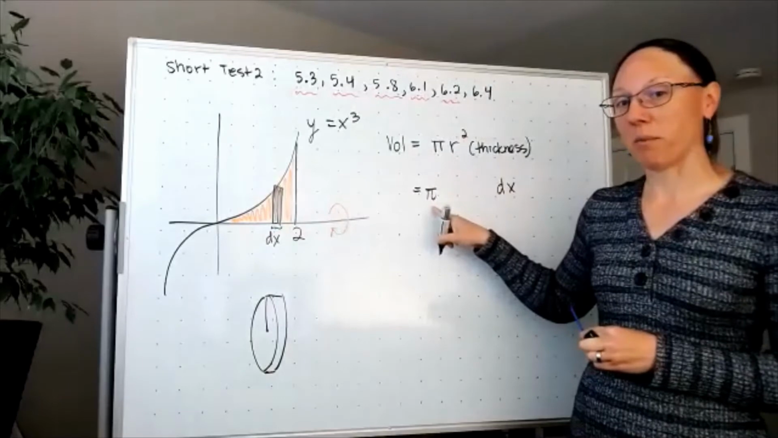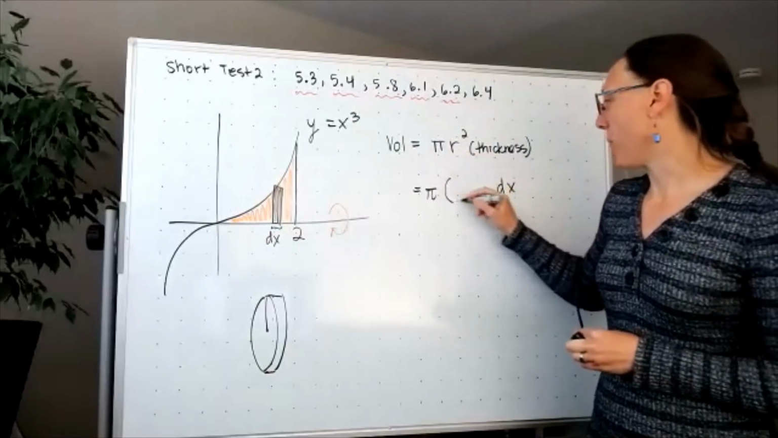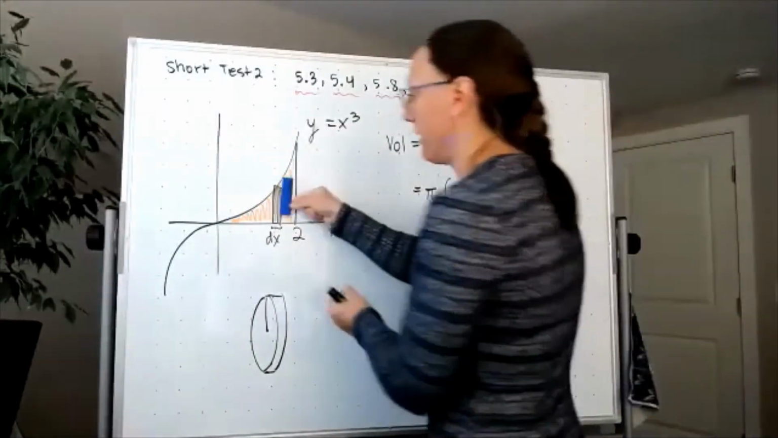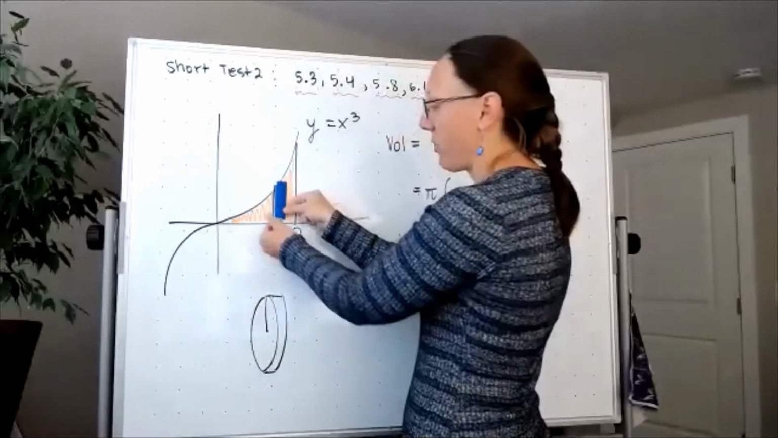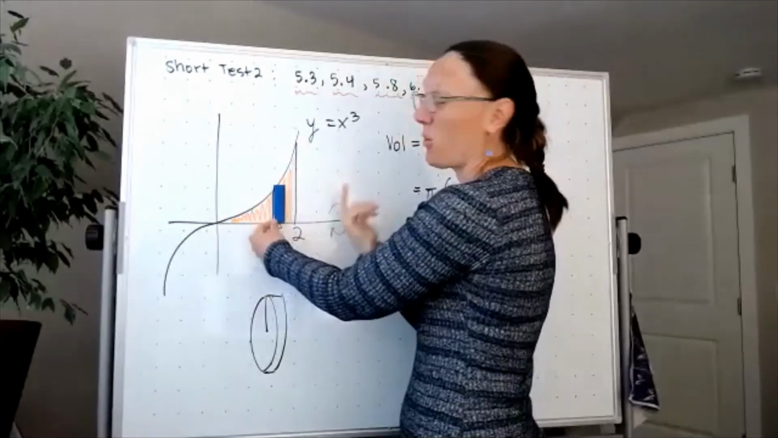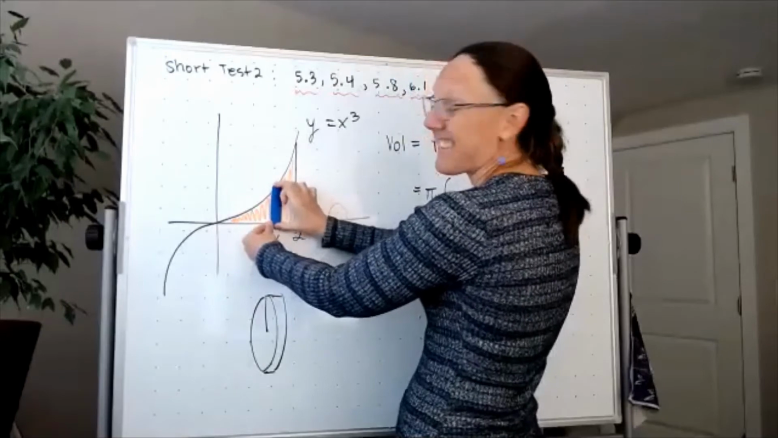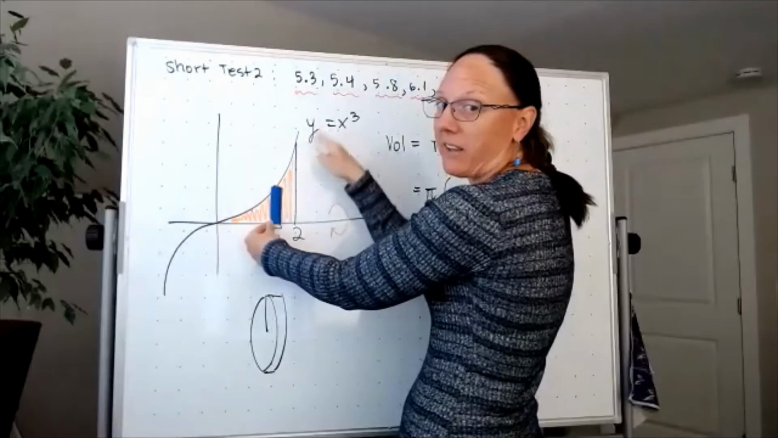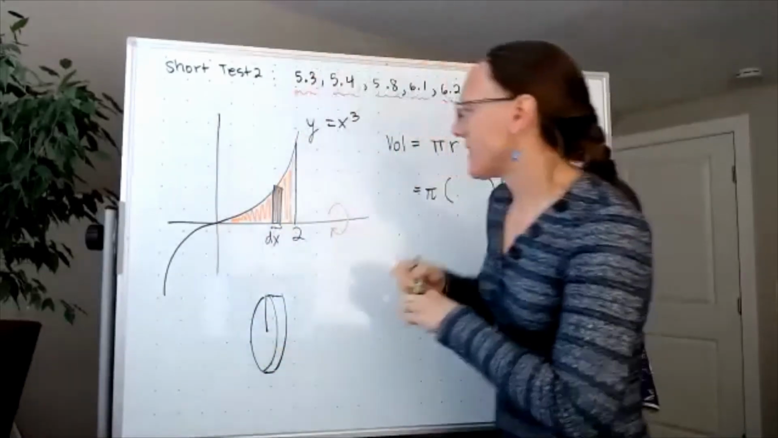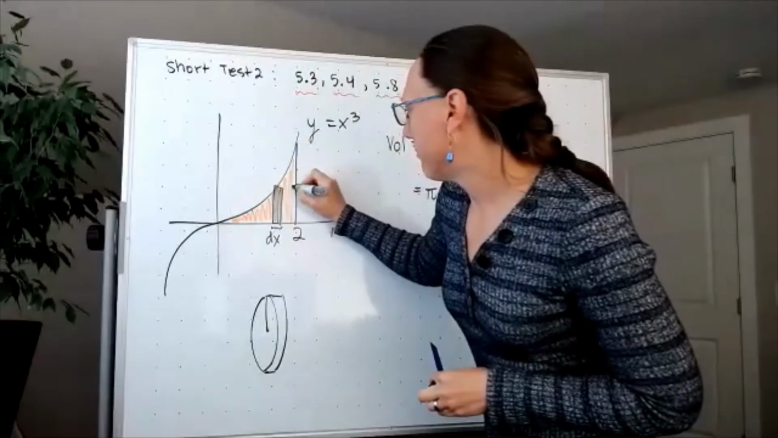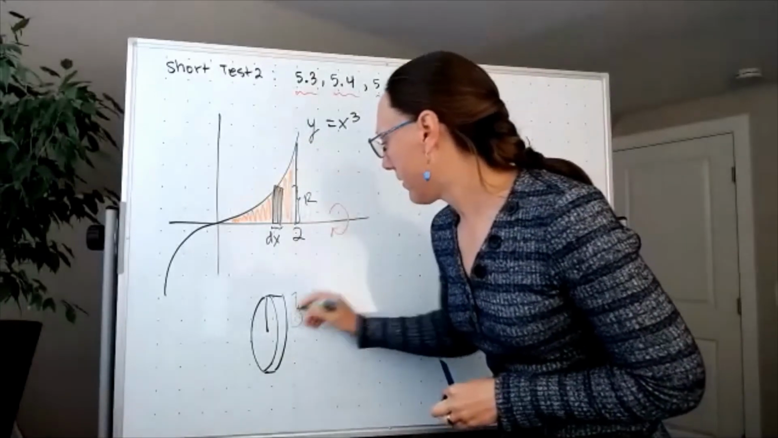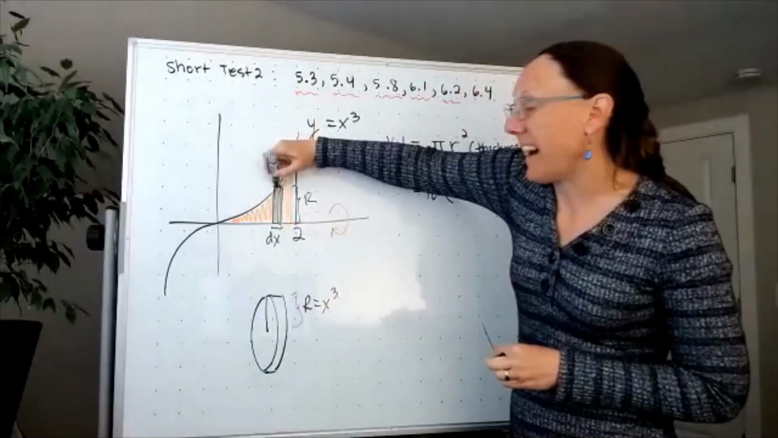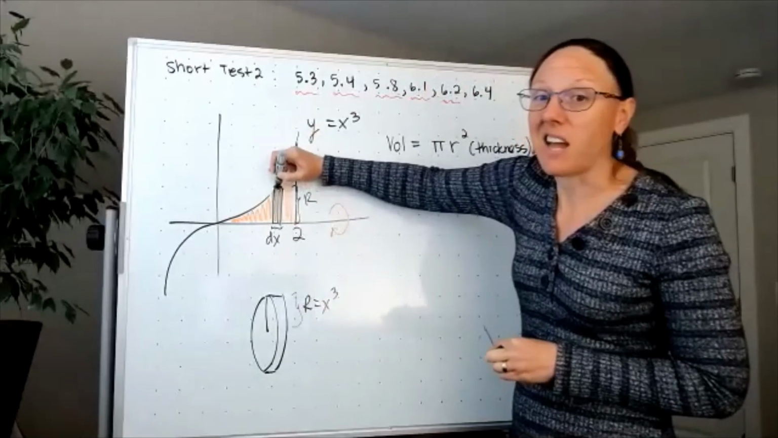Pi is just part of the formula, but that r squared part, if I think about my arbitrary cross-section, that's the thing that was spinning around in a circle. So the radius is really this height of the cross-section. How do I find the height of that cross-section? I look to the curve. So my radius is equal to x cubed because it's telling me at this point, that's the height.